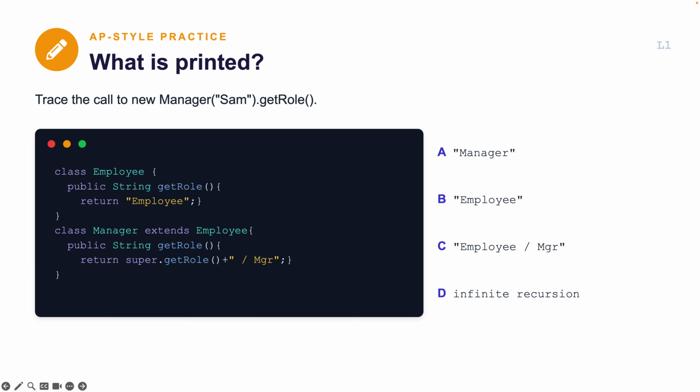All right, Manager overrides getRole. Inside it, super.getRole jumps up one level to Employee's version, which returns Employee. Manager then concatenates /Manager, giving Employee/Manager. The answer is C. super.getRole gets the parent version. A plain getRole here would call Manager's own version and recurse forever. Option D is a trap if you forget super.